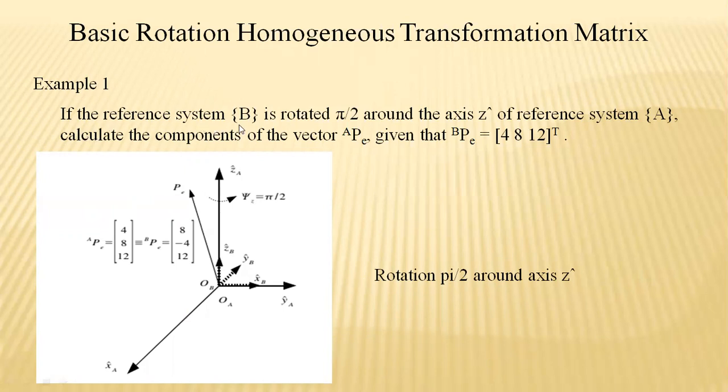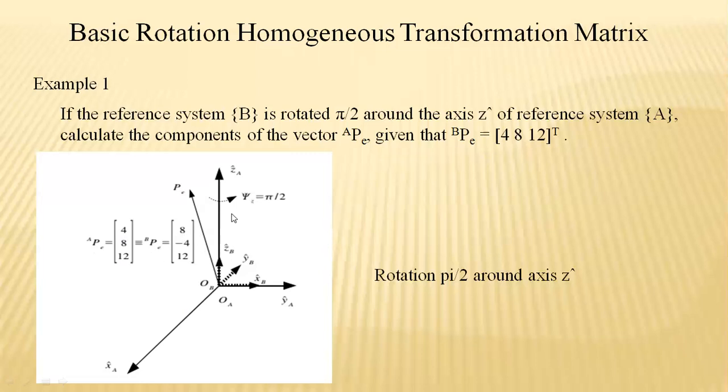See, if the reference frame system B is rotated pi by 2, so pi is almost 180, pi by 2 around the axis Z of reference system A, calculate the components of the vector APE, the final point, given that the point with respect to frame B is 4 comma 8 comma 12. We need to find it with respect to the base A, where there is an origin A. We have APE, that is 4, 8, 12, equal to NPE, that is 8, minus 4, 12.